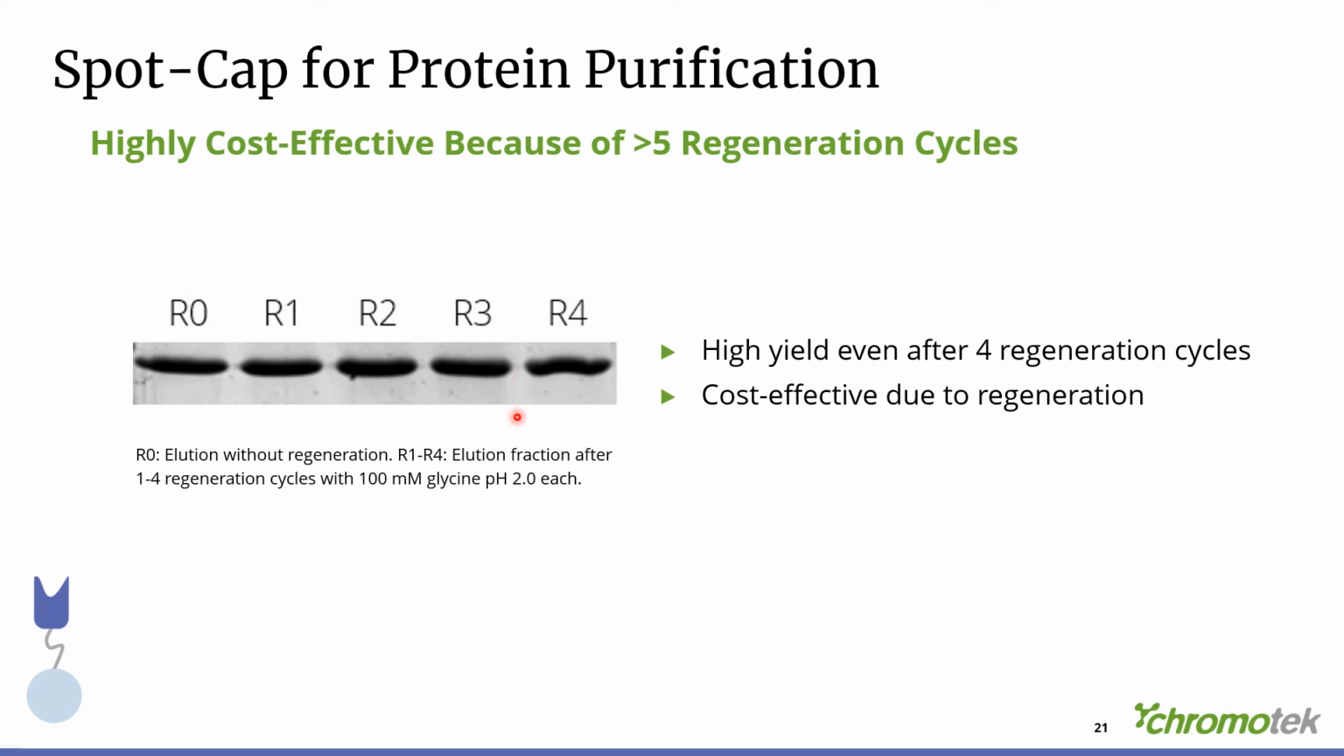during these regeneration cycles. So here we can see the control R0, that's the elution without regeneration, and here is the elution fraction after 1, 2, 3, and 4 regeneration cycles with 100 millimolar glycine pH 2.0 each. And you can see there is no change in performance. So you get a high yield even after 4 regeneration cycles. And this is very cost effective because you can actually reuse your spot cap resin again and again.